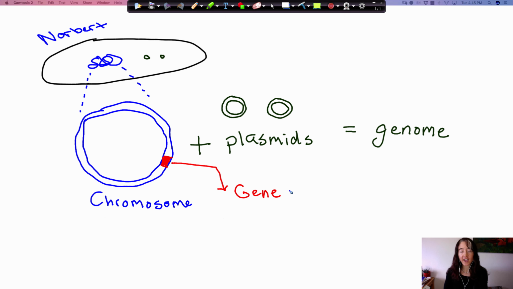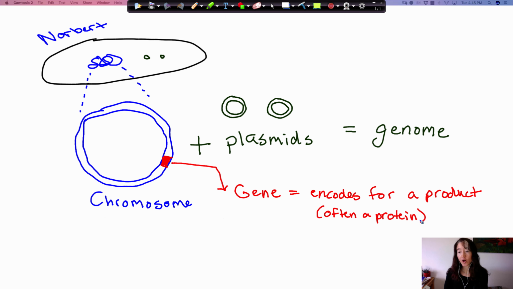You could also define a gene, and for our purposes, we're going to define it here as being something that encodes for a product. Now, that product may often be a protein. We talked just a minute ago about a product that could be an enzyme, that the beta-lactamase enzyme is a protein, right? So it encodes for a product, often a protein. However, it's not always a protein.